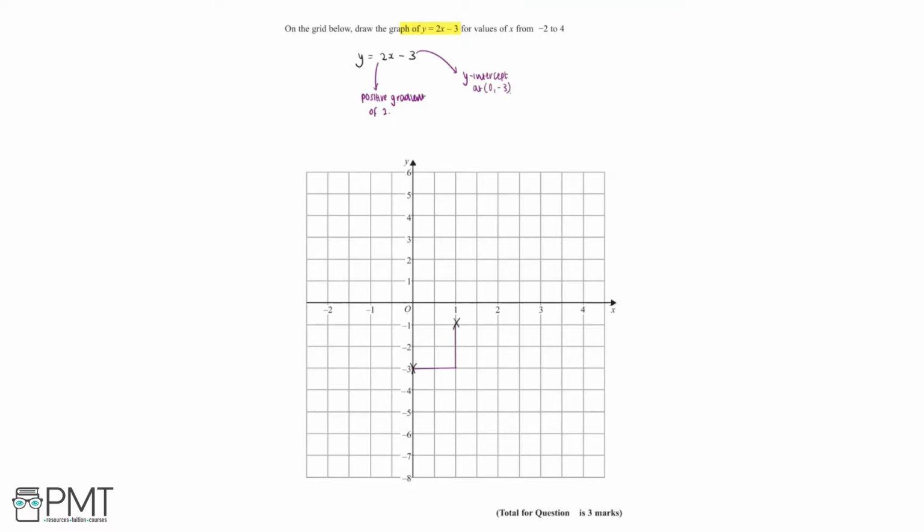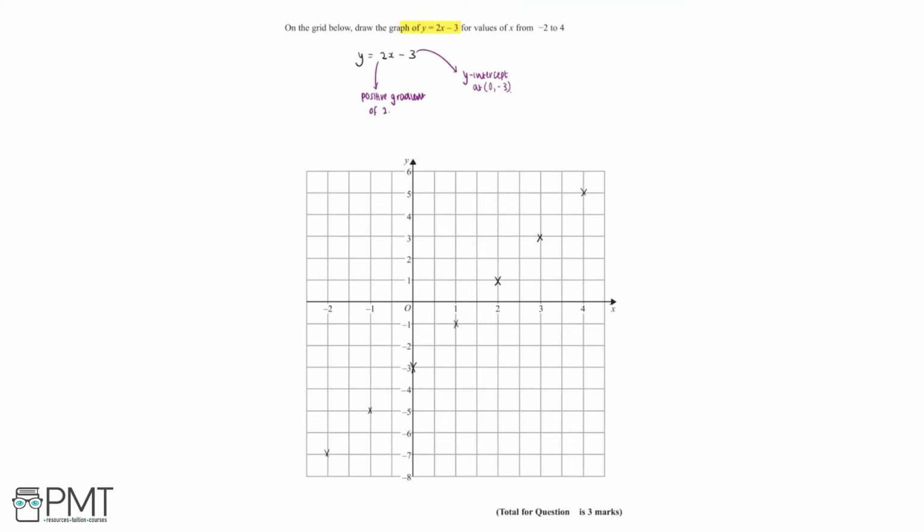Now it's really important to be careful of the scale of our axes. Even though we have a gradient of 2, this doesn't necessarily mean that we go 1 square to the right and 2 squares up. We have to go 1 value of x to the right and go up by 2 values of y. Well, now we can apply the same process between the x values of minus 2 until 4. And now that we've drawn all of our points between minus 2 and 4, we can join these points together. And so we've now successfully drawn the graph of y equals 2x minus 3 for values of x from minus 2 until 4.